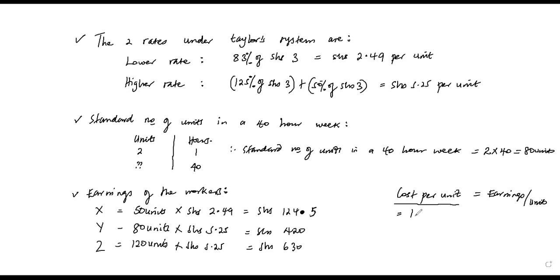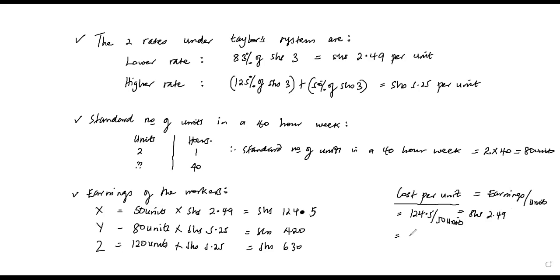This is 124.5 over 50 units, giving us 2.49. That is per unit.